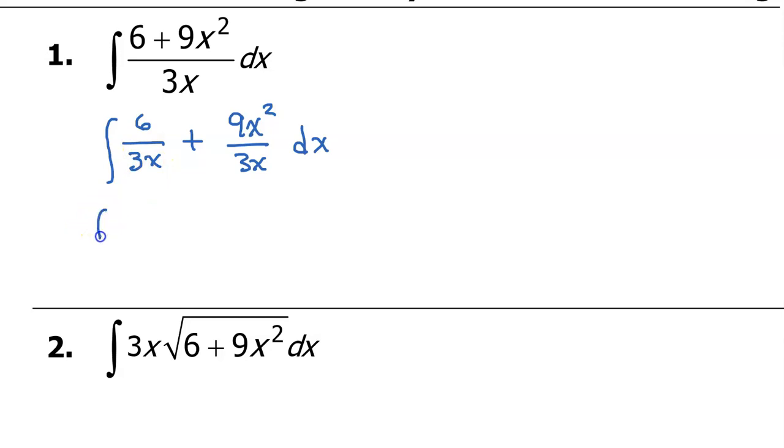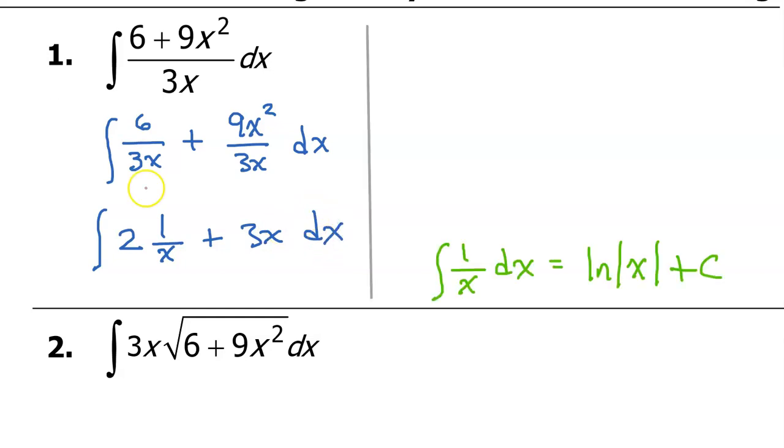Simplifying, we have the integral of, and 6 divided by 3 is 2, which I'm going to put off to the side. I'm going to leave this x in the denominator as 1 over x. And then for the next term, we have 3x. We are about to use a memorized rule, so I'm going to mention it now. The integral of 1 over x is the natural log of the absolute value of x plus the constant of integration.